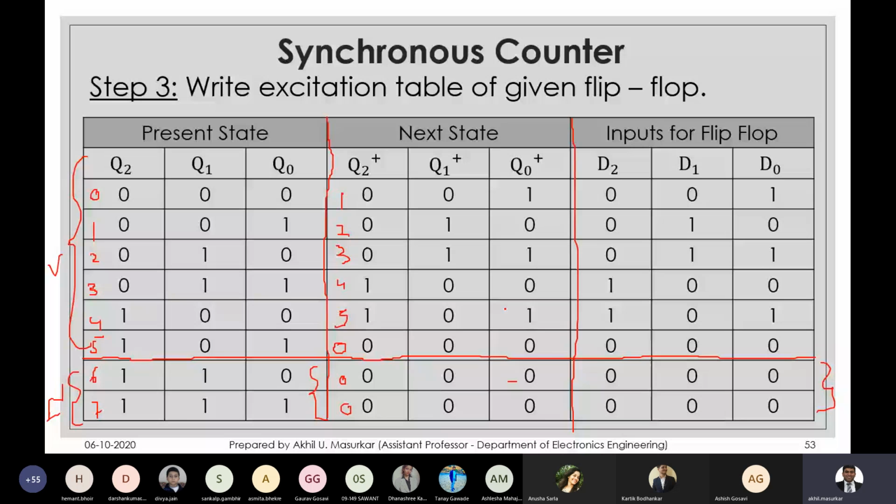I am keeping this table as it is. Any doubts, please ask. And it is interesting to see the state diagram of this counter, because now 6 and 7's next state have been defined.